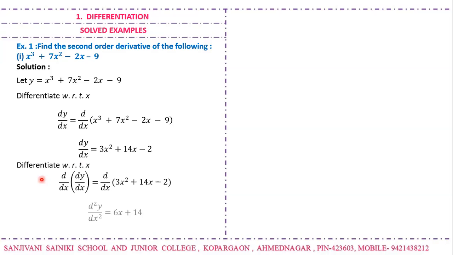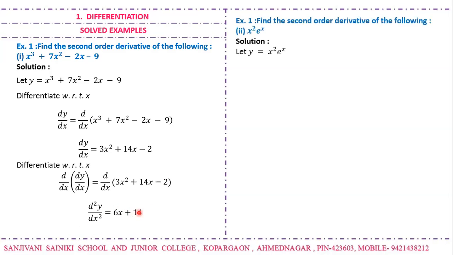Now again differentiate with respect to x, d by dx of dy by dx. So we are finding the derivative of the derivative. So d by dx of dy by dx is equal to d by dx of 3x square plus 14x minus 2. The derivative of 3x square is 3 into 2 into x, which is 6x. Derivative of 14x is 14. Derivative of minus 2 is 0. So d2y by dx square is 6x plus 14. This is our second order derivative.